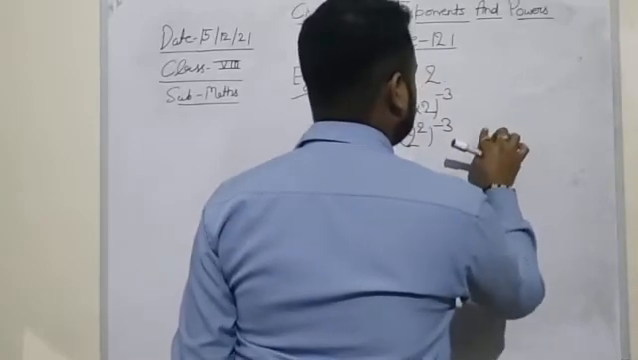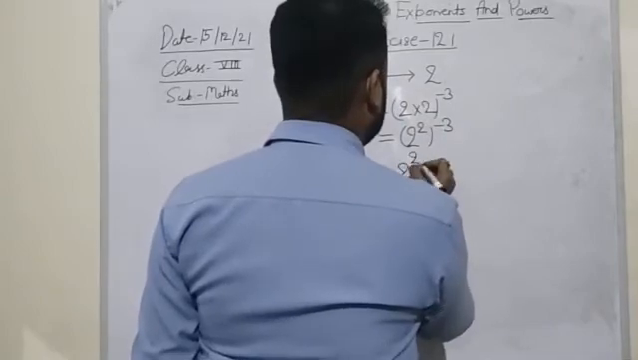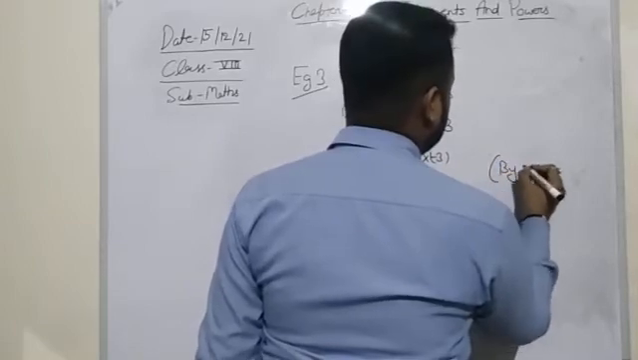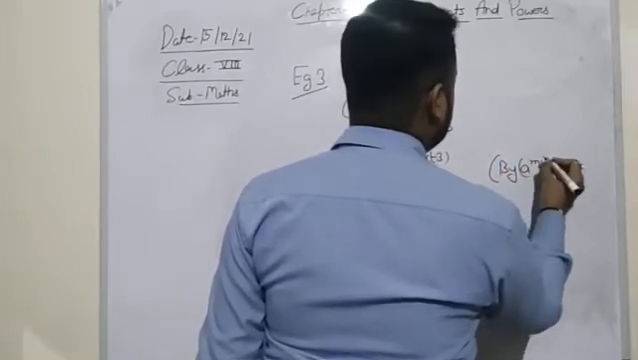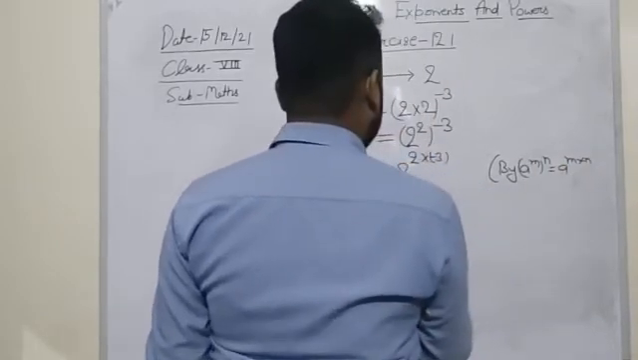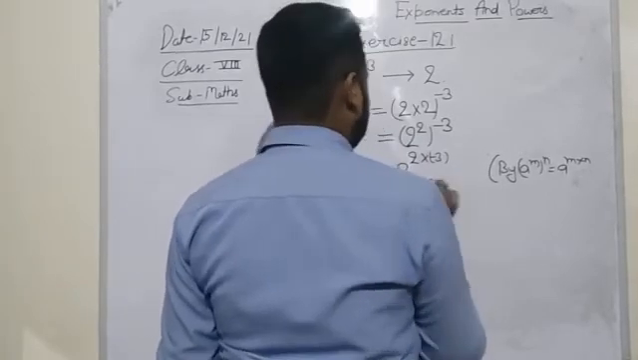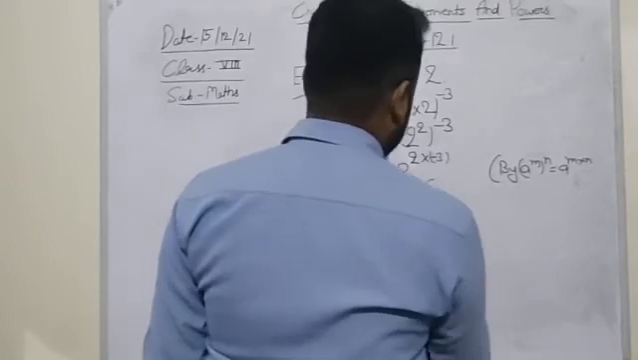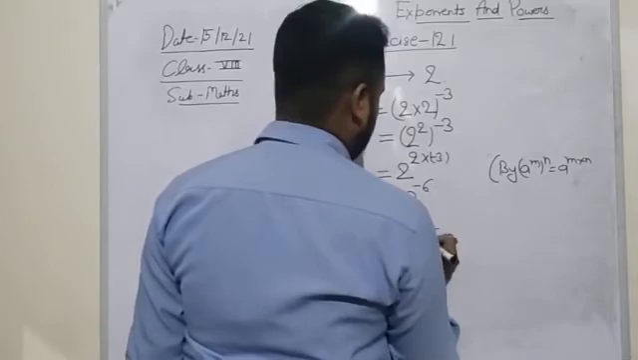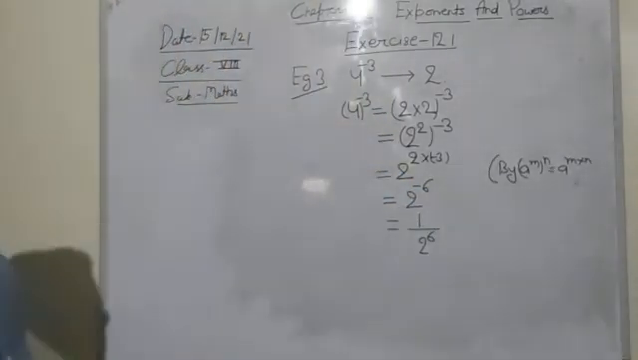And by using the law of exponent, (a to the power m) whole to the power n is equal to a to the power m into n. 2 to the power 2 into 3, that is 6, with minus sign. And as its power is negative, so we have to write its reciprocal. Note it down.